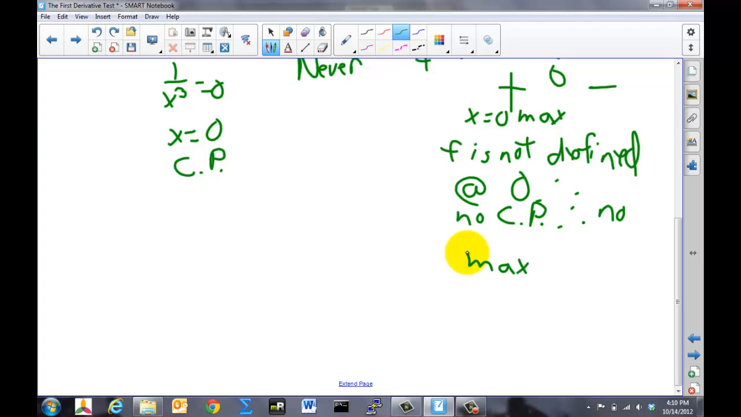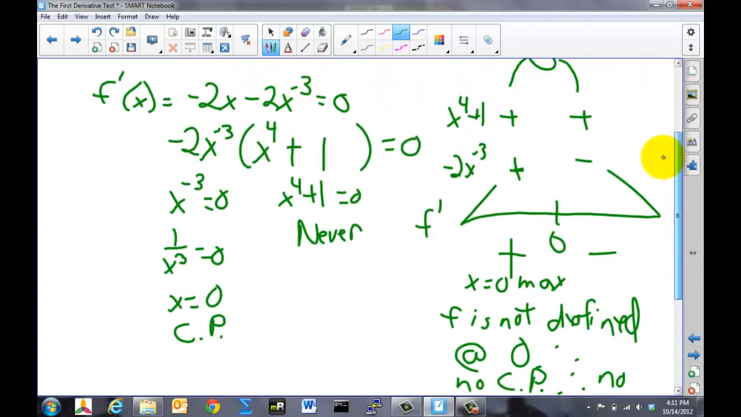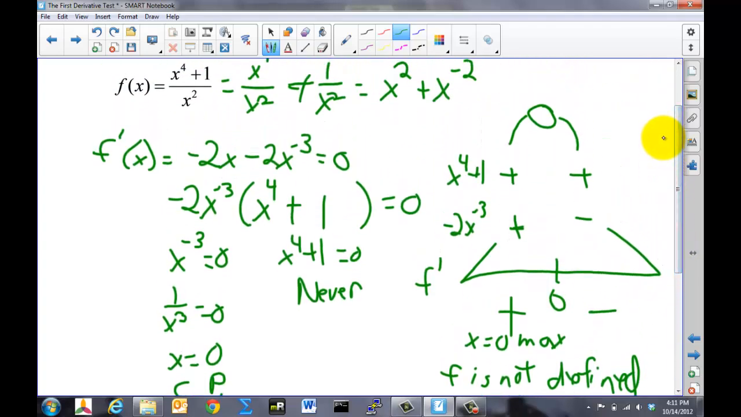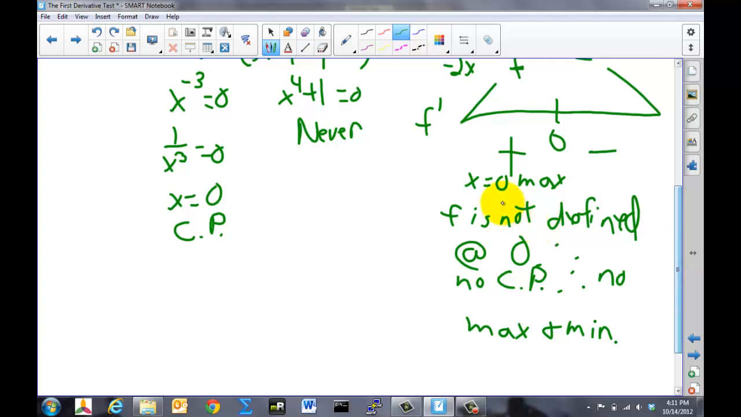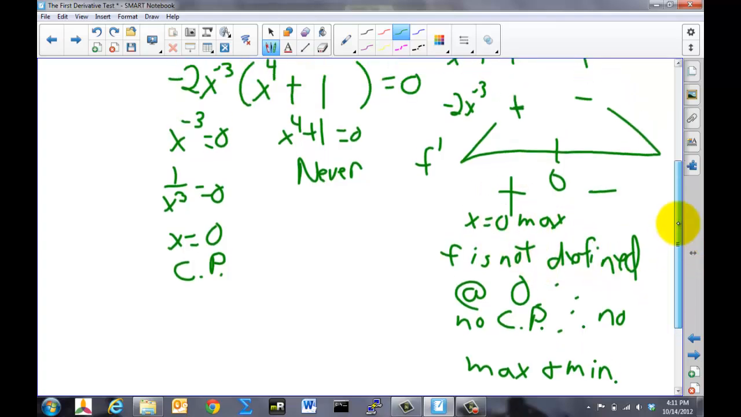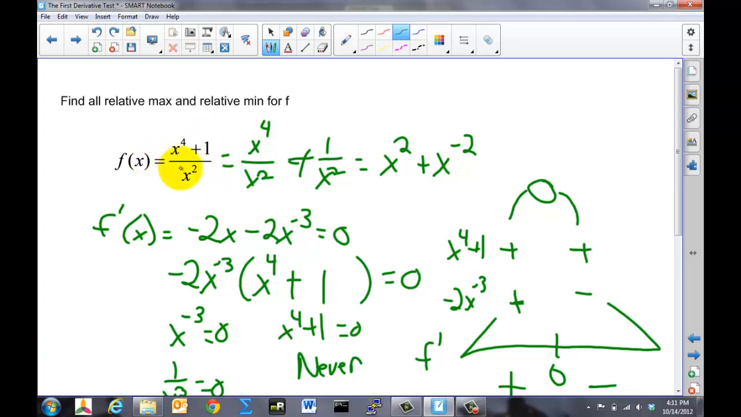Okay? And yes, I did know that that was going to happen before I did all this work. What I wanted to do is go through the work with you just as practice, but also to remind you that you always got to go back. Is the function defined at that particular point? We can't put 0 in the original function, so it cannot be a maximum there. When we put 0 into the function, we get a 0 in the denominator. That tells us we're going to have a vertical asymptote at x equals 0 for this particular function. So there's actually not a max or a min for this function.